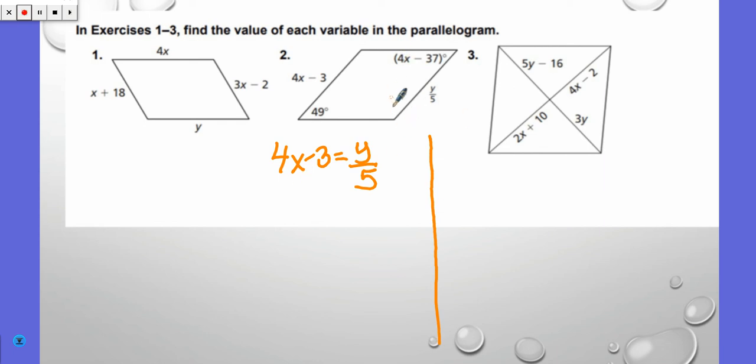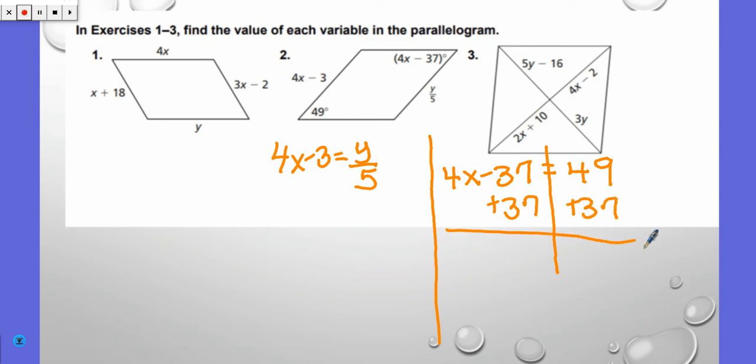We also know another rule for the parallelogram is opposite angles are also congruent. So I can say 4x minus 37 equals 49. And now we are in the game. We can solve for x here. Constants belong on the right side. And so we get 4x equals 86. Divide by 4. Divide by 4.